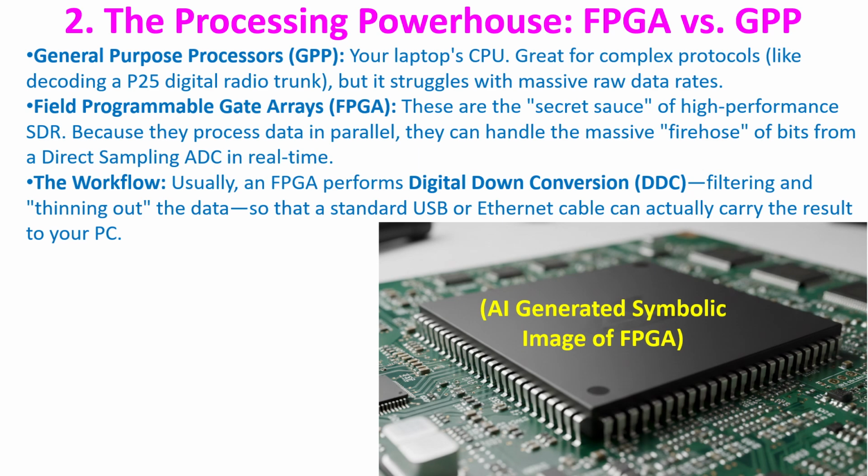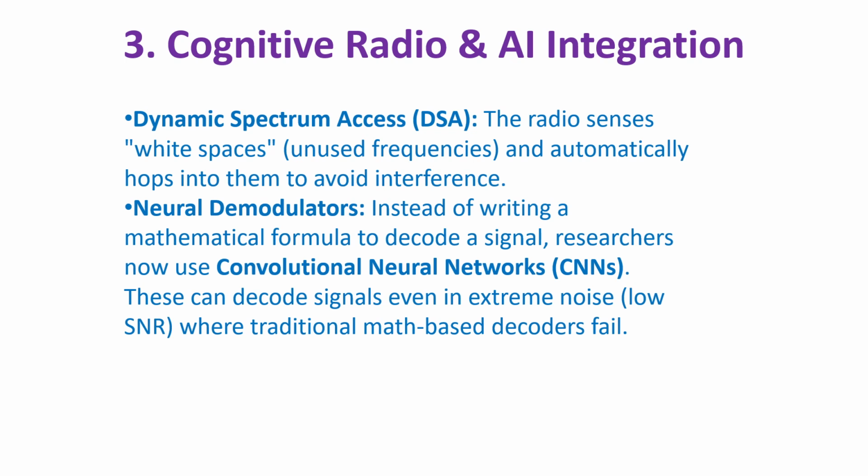You may have heard several ham radio operators discussing all these aspects, as many have switched to modern digital down conversion radios. We are moving from SDR to cognitive radio. In a cognitive system, the radio doesn't just sit on one frequency. It perceives the environment, that is dynamic spectrum access. The radio senses white spaces or unused frequencies and automatically hops into them to avoid interference.